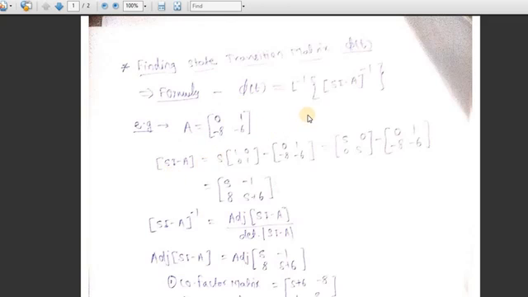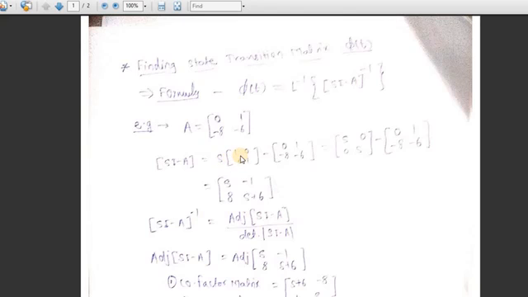First of all, we'll find it one by one. First we calculate the matrix sI minus A, then we find its inverse, and then we take the Laplace inverse of this matrix, and hence we get phi of t. So sI minus A: s is the Laplace operator, I is the identity matrix, minus the system matrix A. We have to take the identity matrix such that its size equals the size of matrix A. So this is 1 0 0 1, the identity matrix.